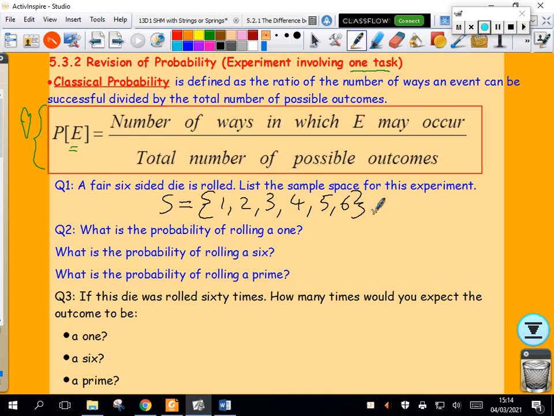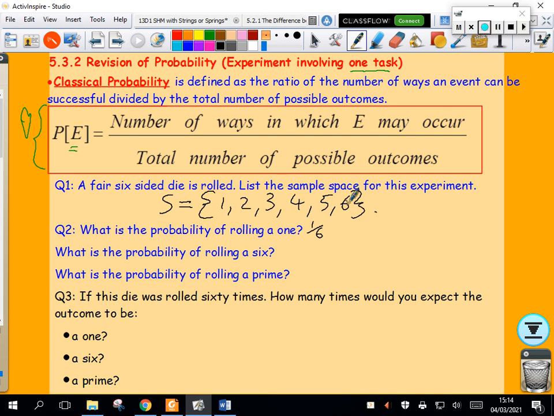Each outcome within this experiment is equally likely. So this experiment contains 6 different possible outcomes. Each outcome is equally likely. What is the probability of rolling a 1? Well, there is a 1 out of 6. The number of ways in which rolling a 1 may occur, only one way I can roll a 1, divided by the total number of possible outcomes. There are 6 possible outcomes.